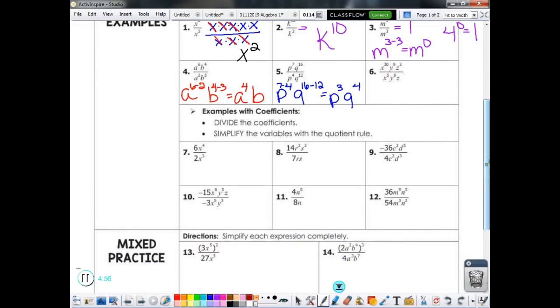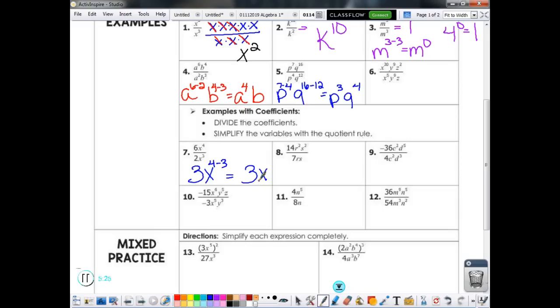Okay? Now look at number 7. Now we have coefficients. When we multiplied, we multiplied the coefficients. Now, when we're dividing, you actually divide 6 by 2. So 6 divided by 2 would be what? 3. And then I'm left with x to the 4 minus 3. So 4 minus 3 is 1, so you would be left with 3x. Okay, so try number 8.